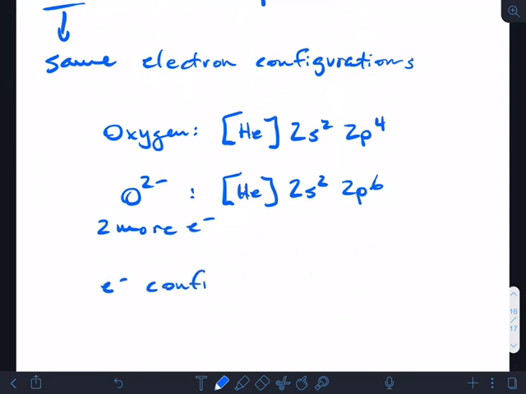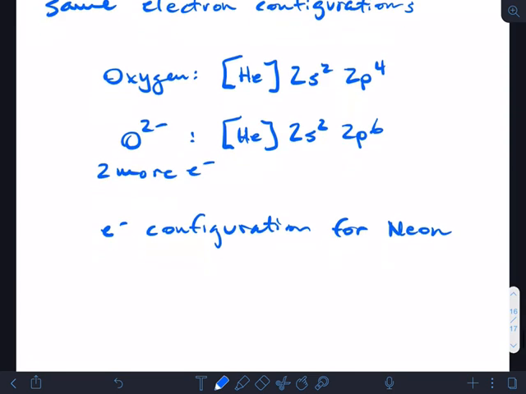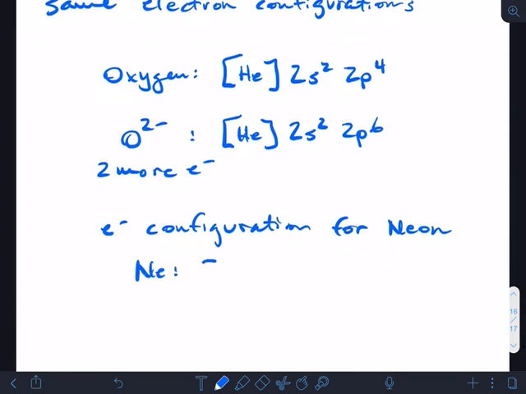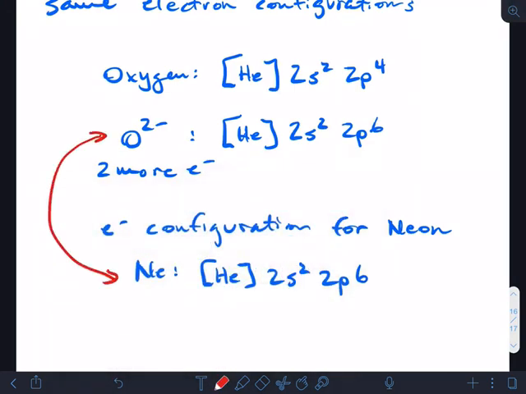Now, what is the electron configuration for neon? Right? If I were to write the electron configuration for neon, and use the noble gas above it, which is helium, and I say 2s2, 2p6. Okay? These guys are the same.